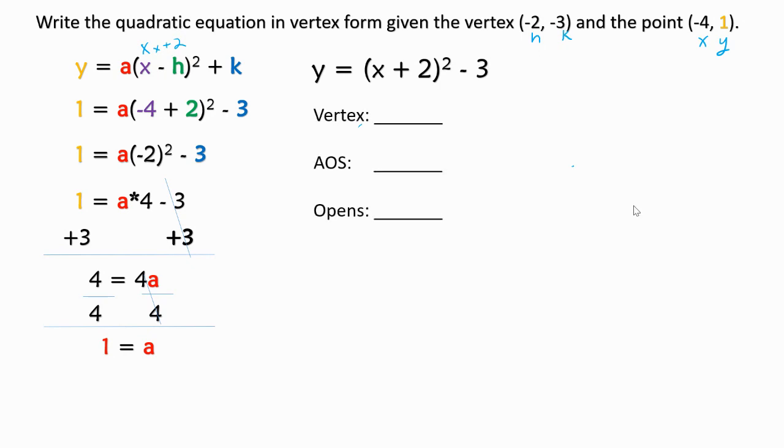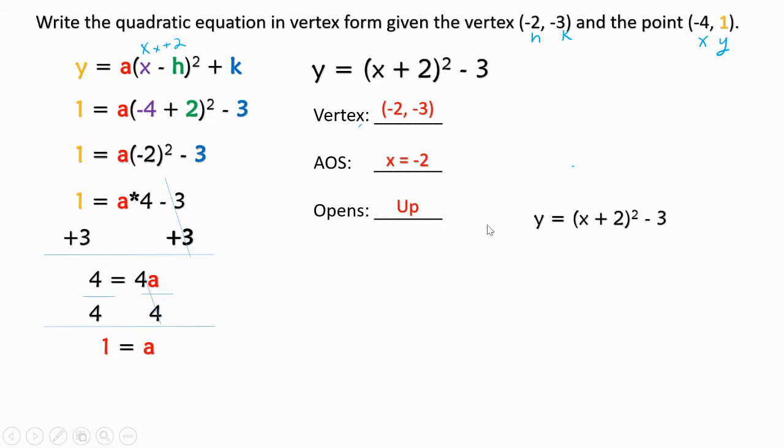So the vertex in this case is going to be, they gave it to you, but you can also see it right here, negative 2, negative 3. The axis of symmetry would be x equals a negative 2. Remember, it's the x value, x equals x value. And this is going to open upward because we found out that our a was a positive 1.